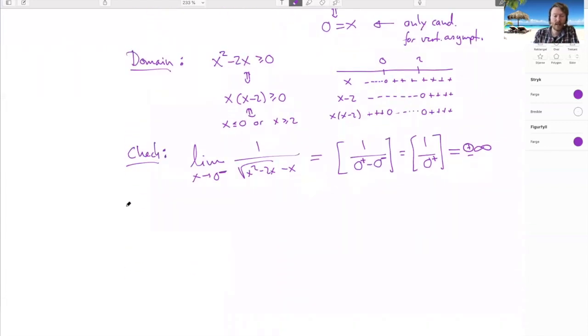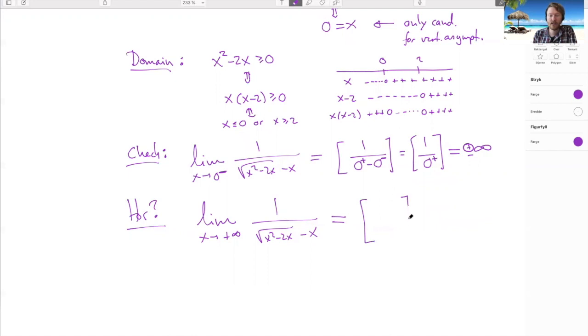Now, do we have any horizontal asymptotes? Then we need to check the limit as x goes to plus infinity of this expression and as x goes to minus infinity of this expression. So let's see what happens when x goes to plus infinity. First of all, I'm doing this to see if it's a blatantly obvious thing, like it was here with 1 over 0. So I don't really have to check that any further. Right, so what happens here? This goes to infinity. So I have 1 up here. This goes to plus infinity. And here I'm getting minus infinity.